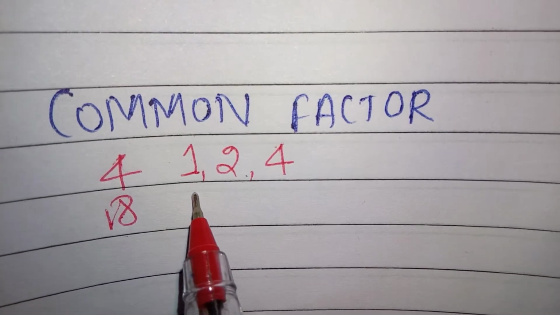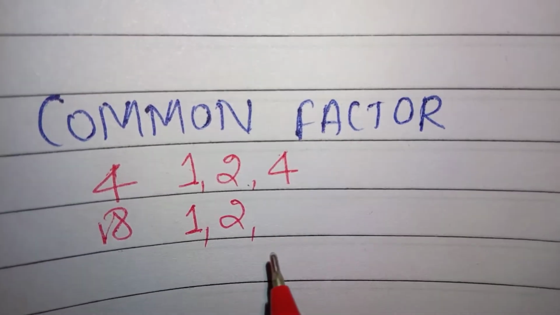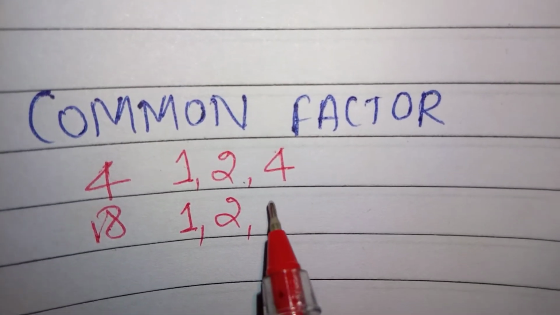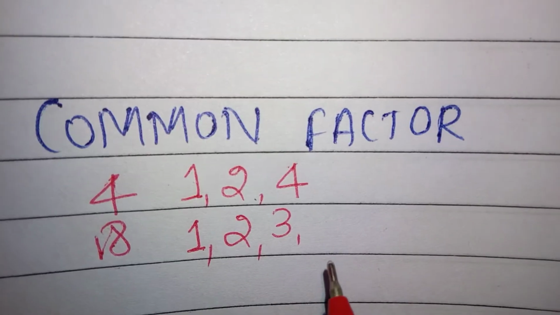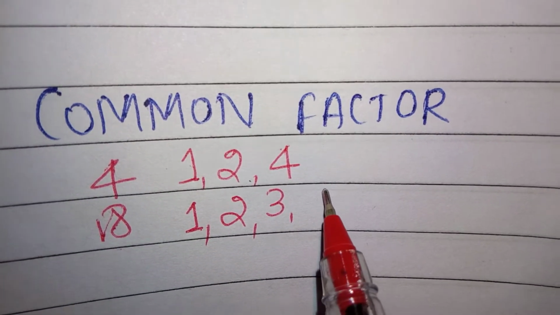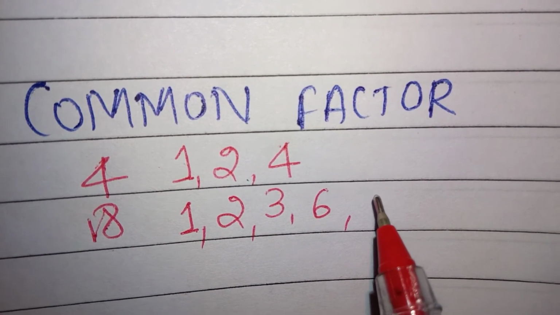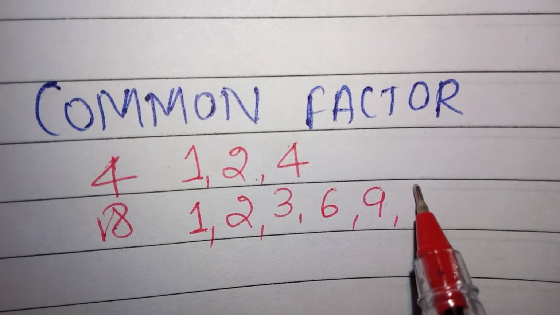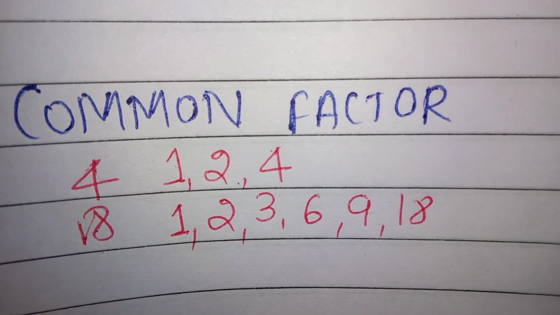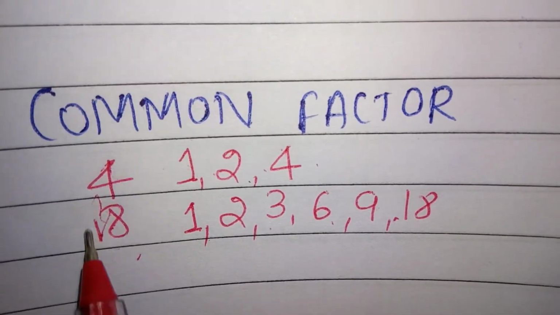Let's see the 18 table now. 1 18 is 18, 2 9s are 18, 3 6s are 18. In 4 there is no 18, in 5 it is not there, 6 3s are 18, it is not there in 8, 9 2s are 18, and last 18. So there are two numbers and we got the factors of both numbers.